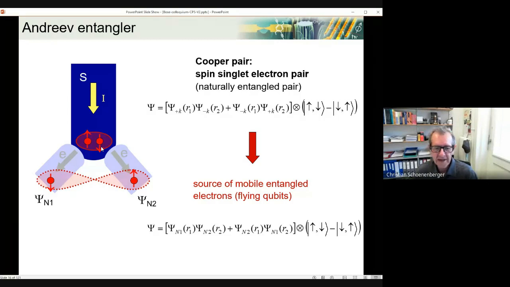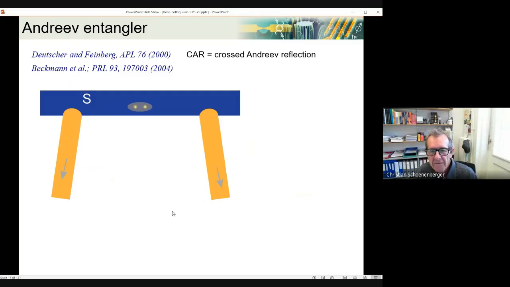That the Cooper pair splits in such a way that one electron goes left and the other one goes right. The first experiments along these lines were done around 2000. People call this crossed Andreev reflection, and they did not have quantum dots at that time or things like this. They were just simple metallic structures. And the first experiment looked like this.